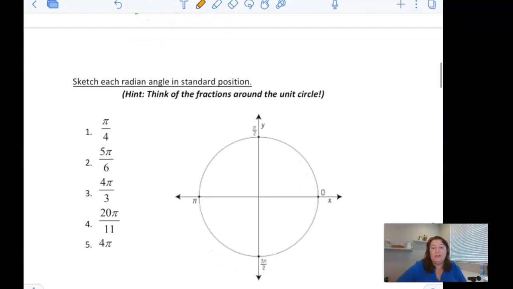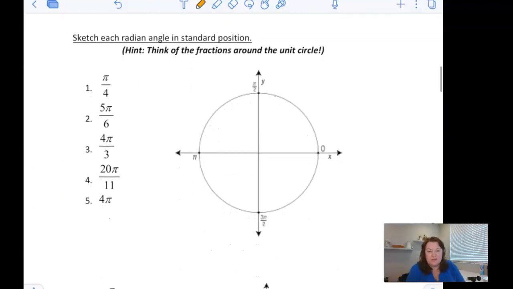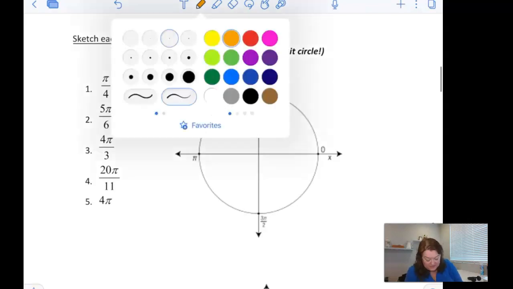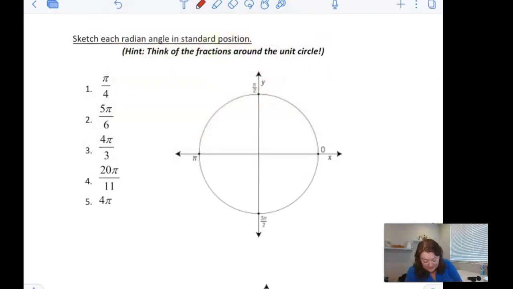Sketch each radian angle in standard position. So think about the fractions around the unit circle. So here's how we do these. You look at the denominator first. Okay, and the first thing you do is you start over here and you call this 0/4, and you call this 4/4, because remember it is equal to pi, right? So 1 pi is 4/4. Okay, so if it took 4 pieces to get over there, where would 1 piece be? Well, 2 pieces would be here, so 1 piece would be right here. So this is where pi over 4 is.